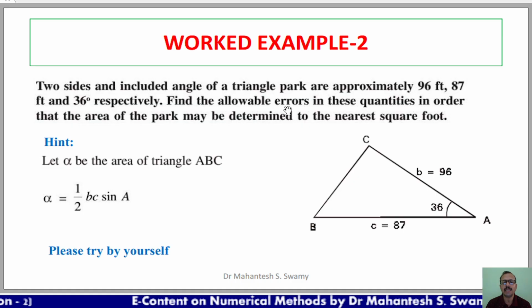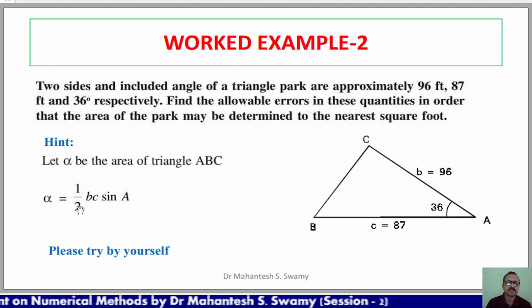Find the allowable errors in these quantities in order that the area of the park may be determined to the nearest square foot. So you have to evaluate the errors involved in these values, that is the side B, the side C, and the angle BAC, that we have to measure if the area of the park is determined to the nearest square foot.